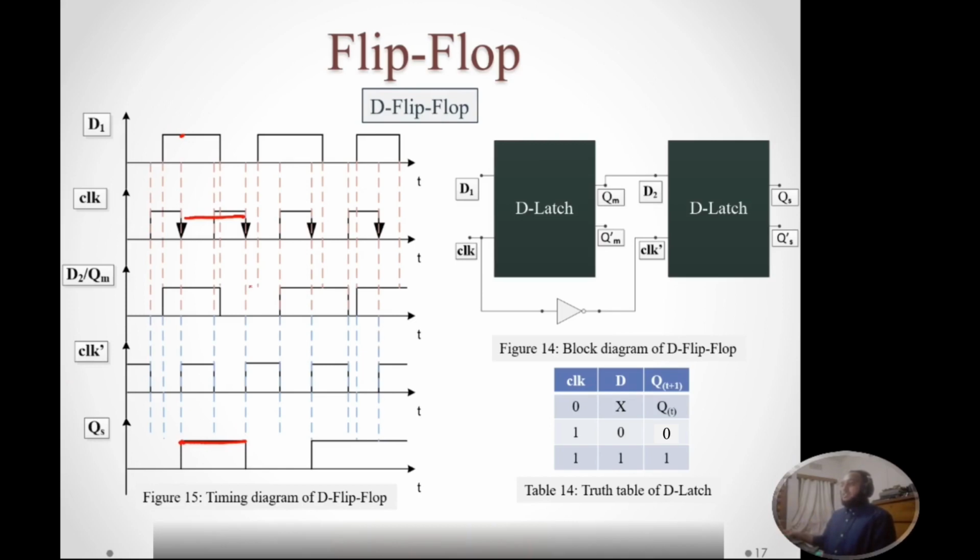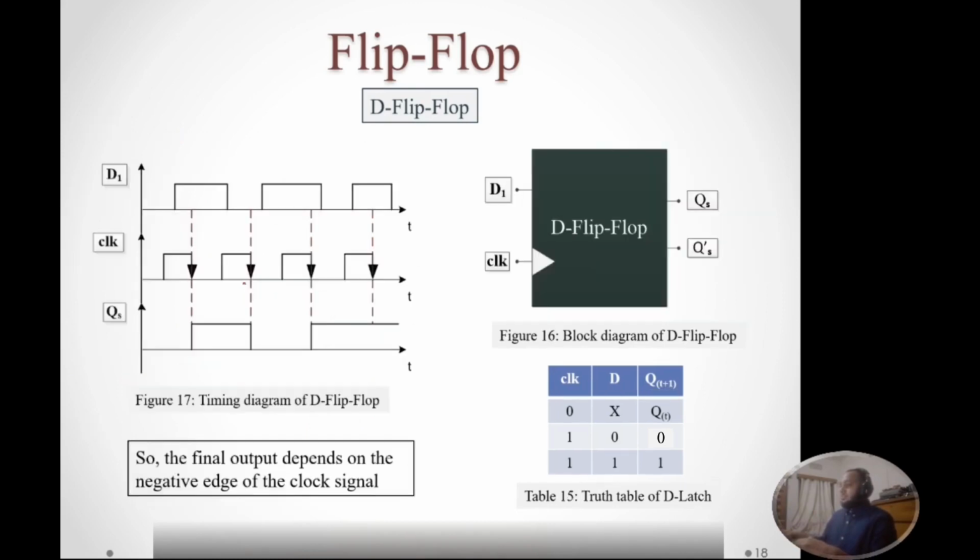So in this way, using two back-to-back connected D latches, we can construct D flip-flop, where this D flip-flop is depending on the negative edge of the clock signal. So we can say this is our input D1 for the D flip-flop. Our clock signal is CLK. For the D flip-flop, we have two outputs, QS and Q prime S, where we count QS as the main output. So whenever we are getting negative edge, the output will be similar as the input D, but if there is no negative edge, the previous output will continue like this.